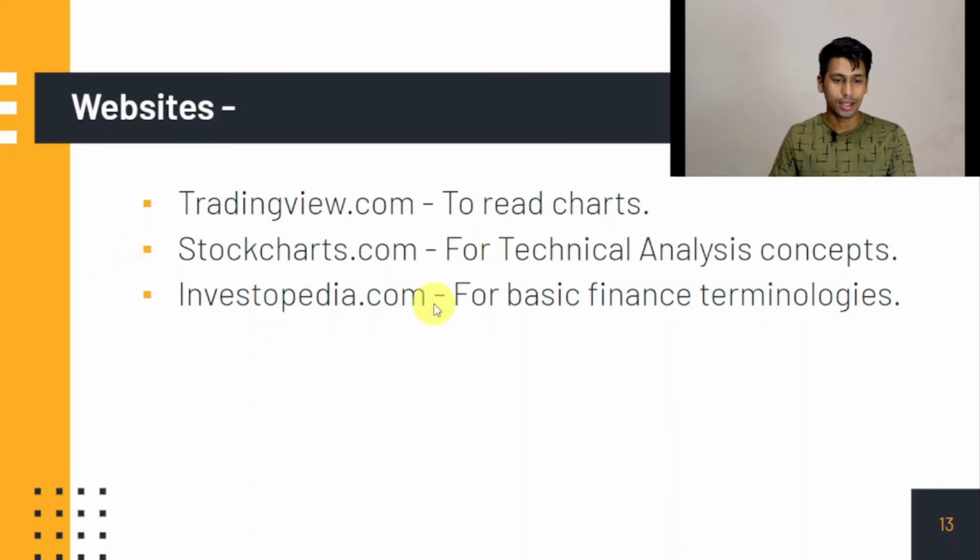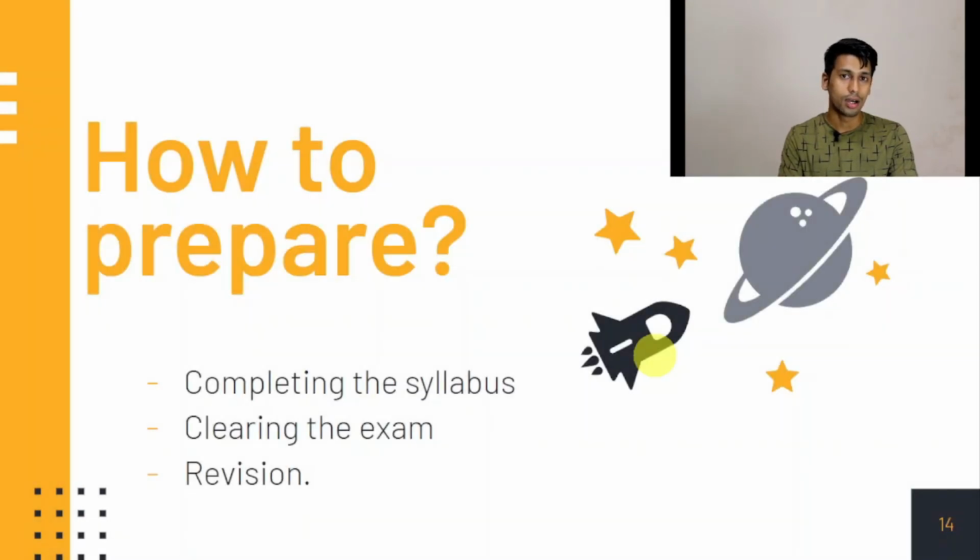You can register free of cost and you can do whatever you want to with the charts. And the second website which I am going to recommend is stockcharts.com, and that you can use for technical analysis concepts. If you want to understand technical analysis concepts like RSI, MACD, candlesticks very well, then you can use stockcharts.com. Then we will use investopedia.com to understand basic financial terminologies like options, futures, and so on. So these are the websites which we are going to use, and I would recommend you to go through them if you want to clear the CMT exam.